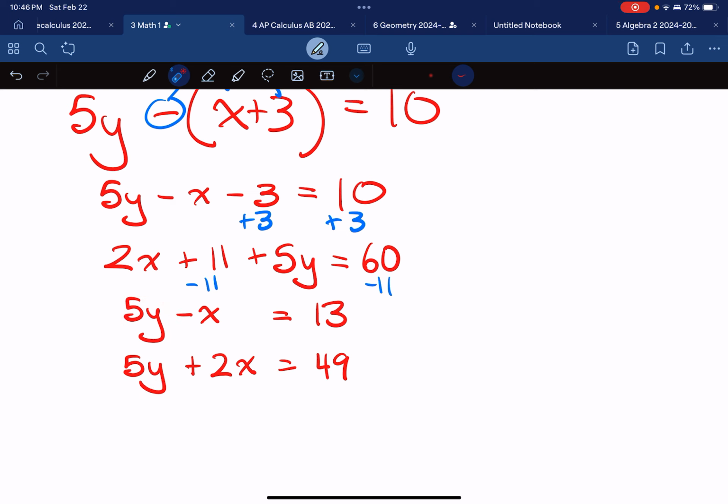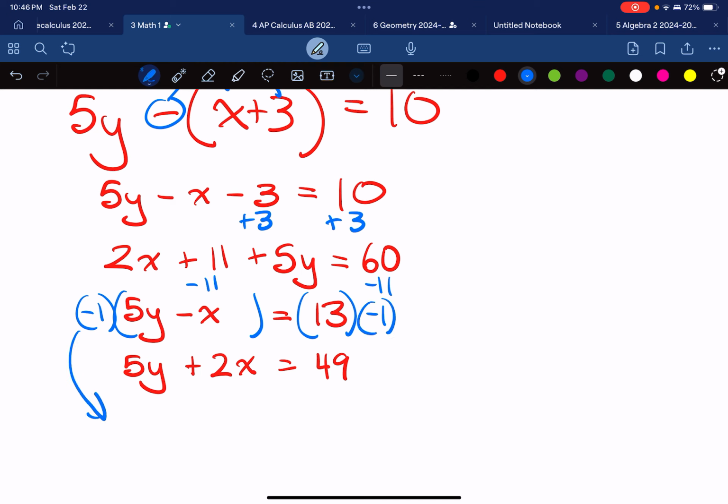It doesn't really matter, but I'm going to eliminate these y's right here. And since I already have a negative here, let's multiply the top one by a negative. You can multiply the bottom one by a negative, it'll still work. So I'm going to multiply that top equation by -1, multiply that side by -1 as well, and that creates a new equation underneath, which is -5y plus x, because again, you distribute the -1 into both of these terms, is equal to -13.